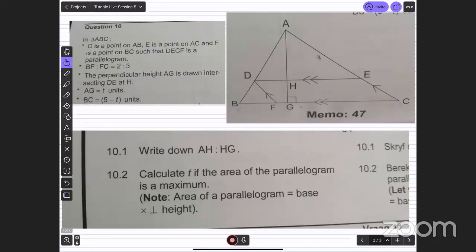So let's start. Let's look at this question. It says in triangle ABC, right? You guys can see triangle ABC. D is a point on AB. Can you guys see this D? And this AB, and then E is a point on AC, right? You guys see that? E is a point on AC, and F is a point on BC, such that DECF is a parallelogram.